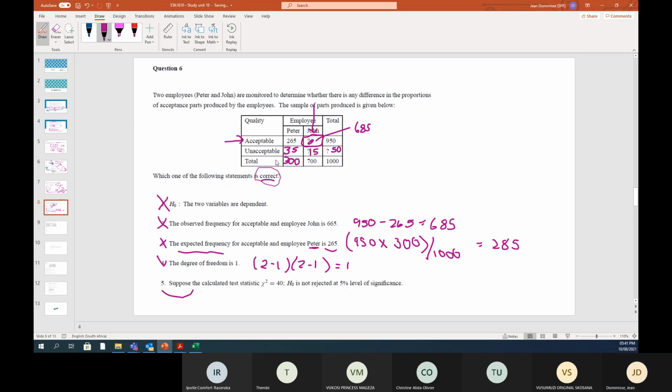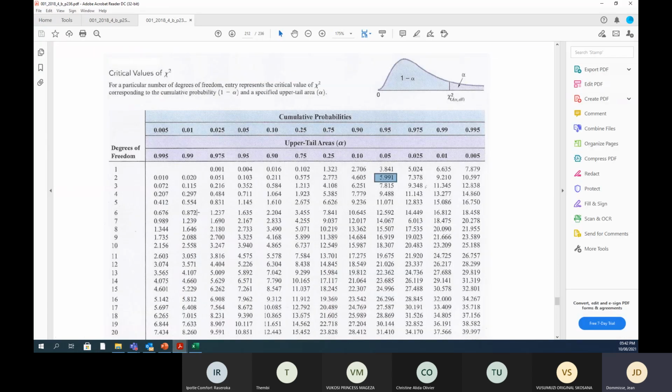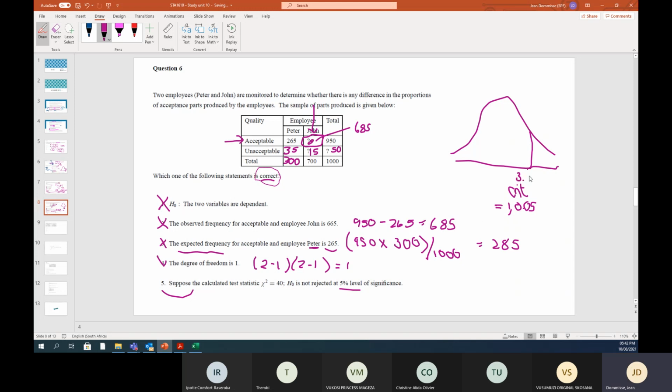So suppose the calculated t-stat is this. Okay, so let's just draw that again. Let's first work out the critical value. Okay, the critical value we can work out because we have the degrees of freedom, 1, and they tell us what the level of significance is. It is 5%, so it's 0.05. So once again, table degrees of freedom 1, 0.05, so we sit with 3.841. So a critical value 3.841.